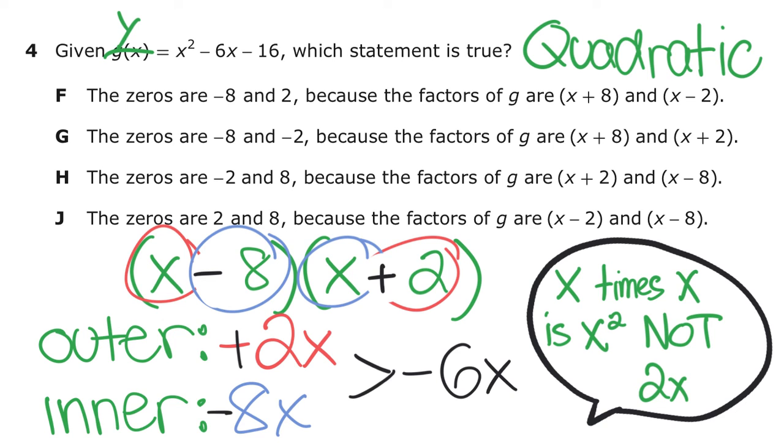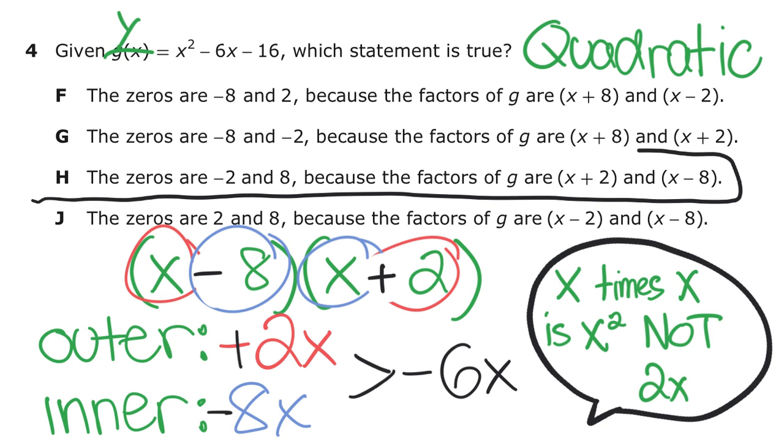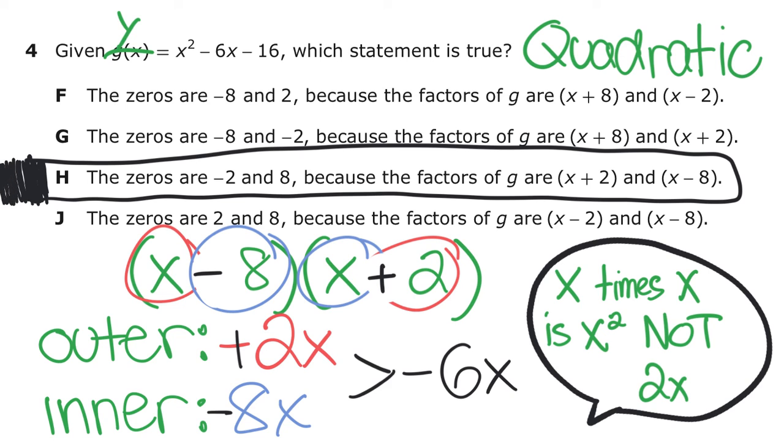Notice that answer choice H is correct based on the factorization, the 2 binomials that are included there. If we were to set each of those binomials equal to 0, x plus 2 equals 0, then x would be -2. x minus 8 equal to 0, we get x equals +8. There you go. That creates the connection between the zeros and those binomial factors.